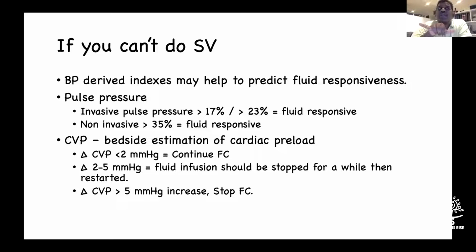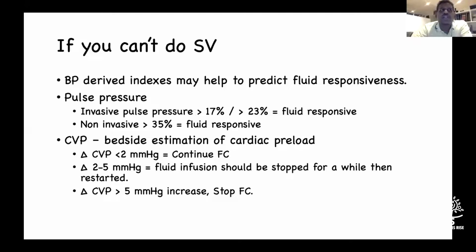In a non-invasive situation, if you don't have an arterial line measuring the blood pressure, you can use a non-invasive measurement. Then you have to target a higher pulse pressure increase of 35% to consider it fluid responsive. If you have a central line, you can also look for a bedside estimation of cardiac preload using a CVP. As long as the delta CVP between the fluid bolus is less than 2 millimeters of mercury, you can continue the fluid challenge.